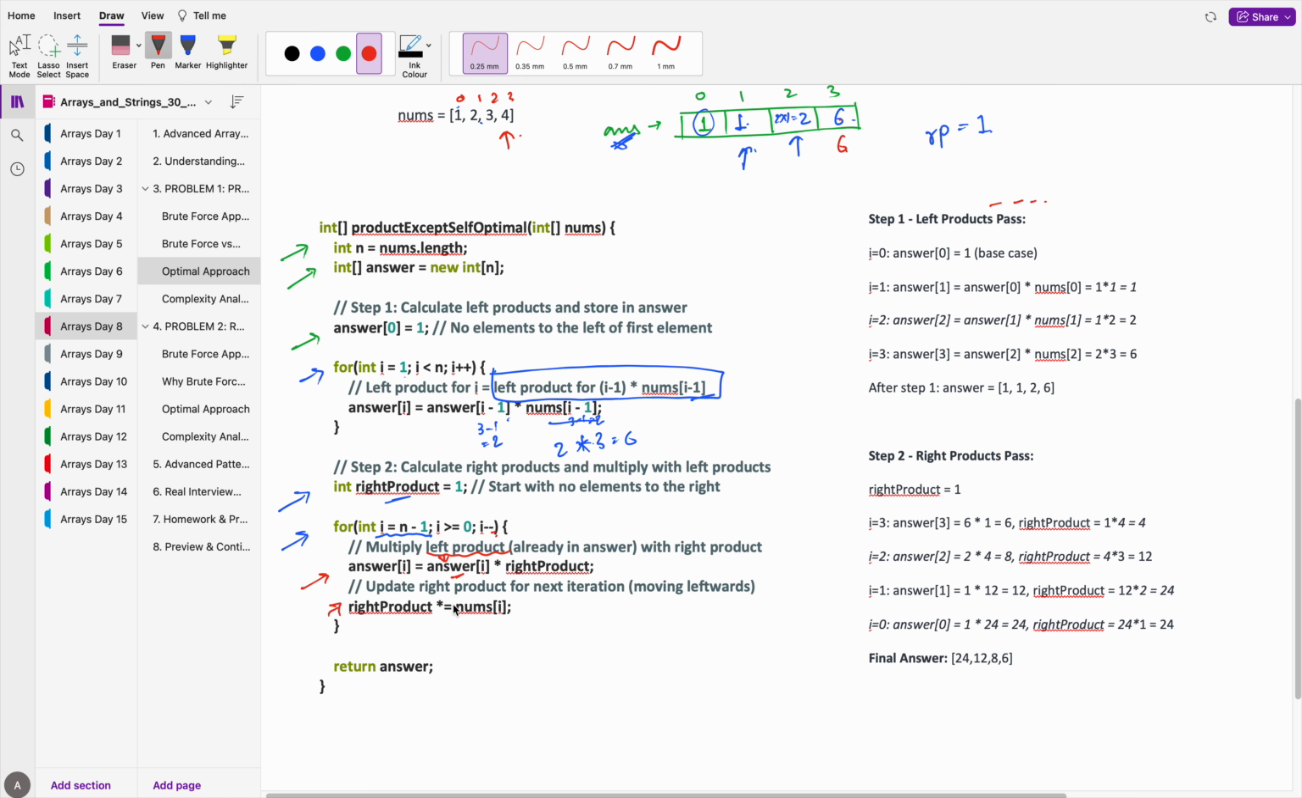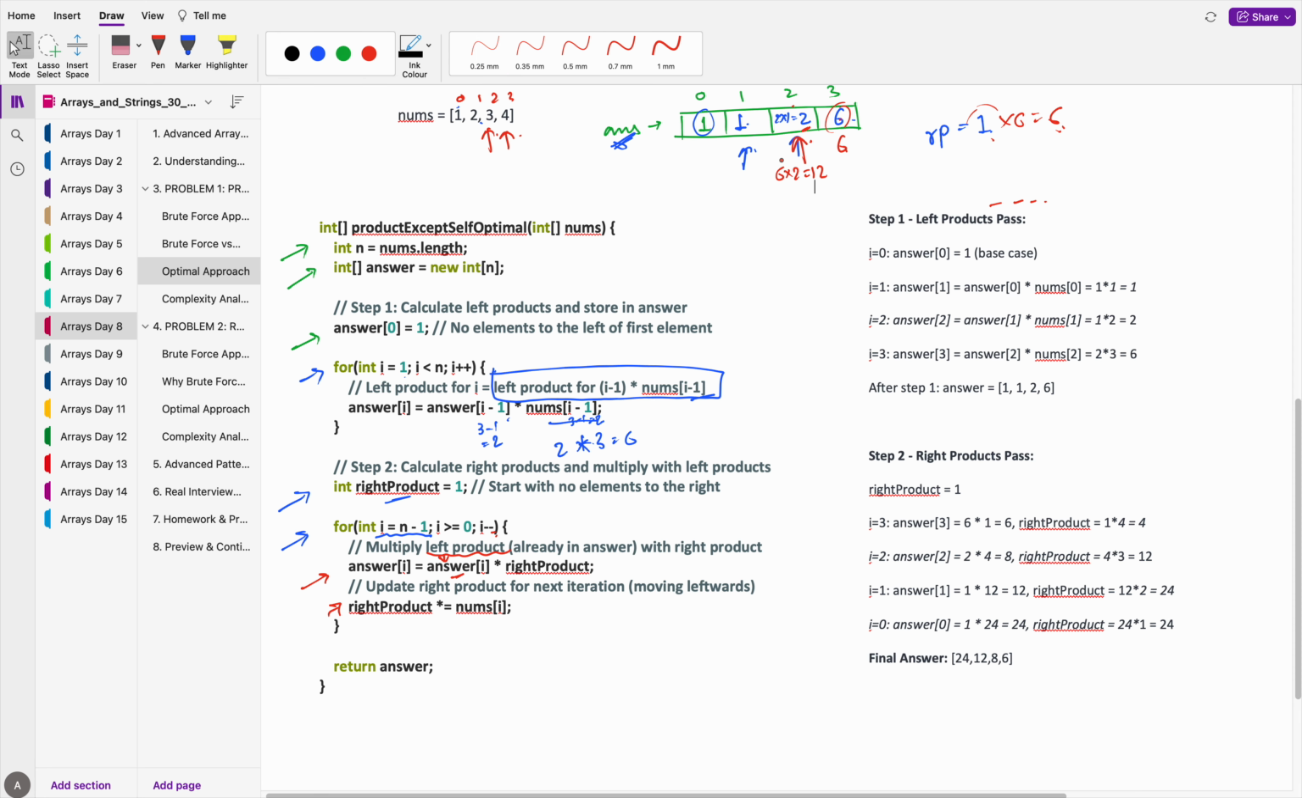It would be the right product multiplied by nums i. It was 1, so for this particular value the right product would be 1 multiplied by 6, which gives 6. So now we will be moving here. Once we move here, again answer i equals answer i multiplied by the right product. So 2 has the left product, which is answer i, the right product is 6, and 6 multiplied by 2 equals 12.